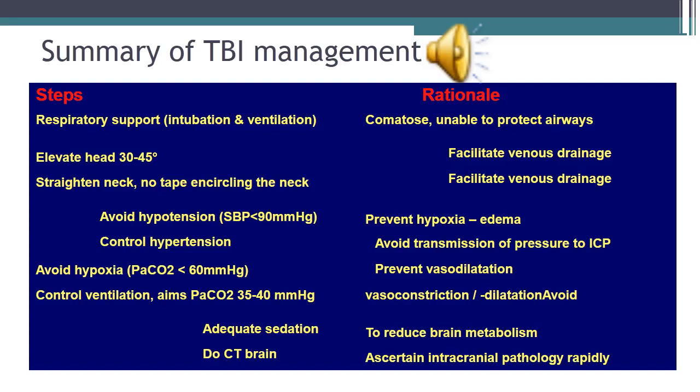Control of ventilation, and the aim is to maintain PaCO2 between 35 and 40 mm of mercury. This will cause vasoconstriction and avoid vasodilatation. Adequate sedation is important to reduce brain metabolism. We have to do brain CT scan to ascertain intracranial pathology rapidly.